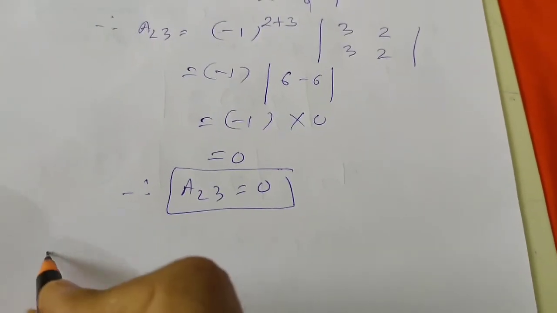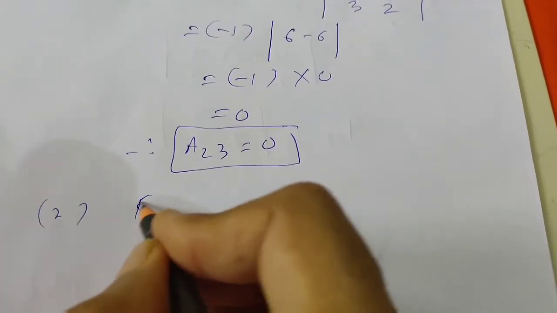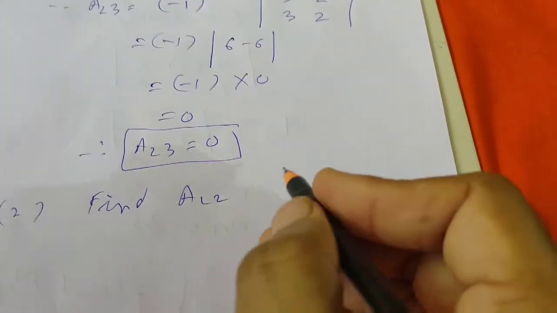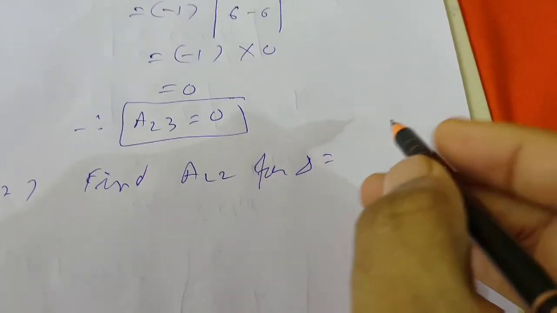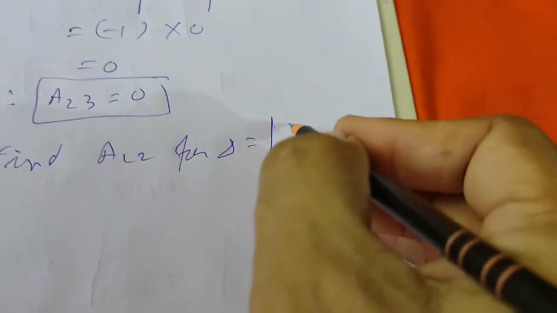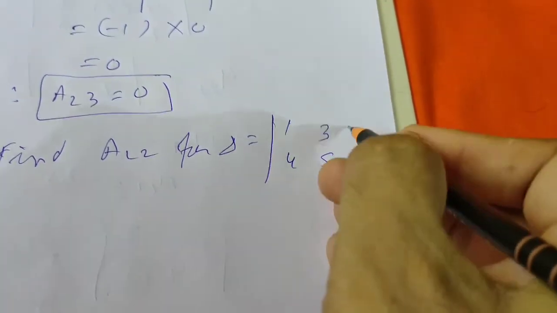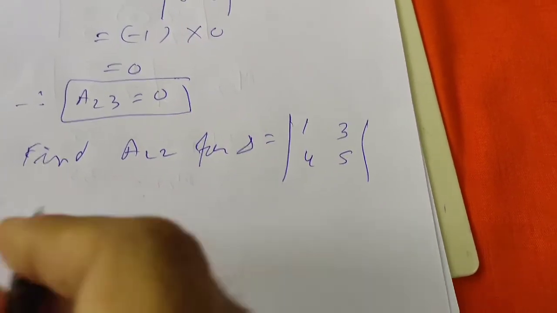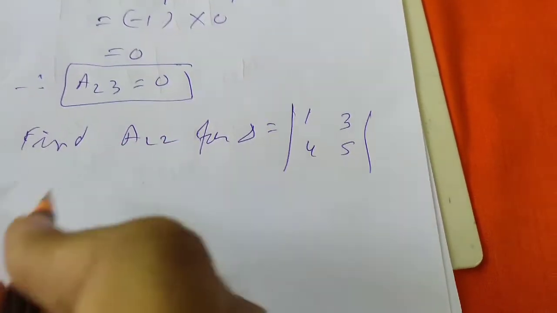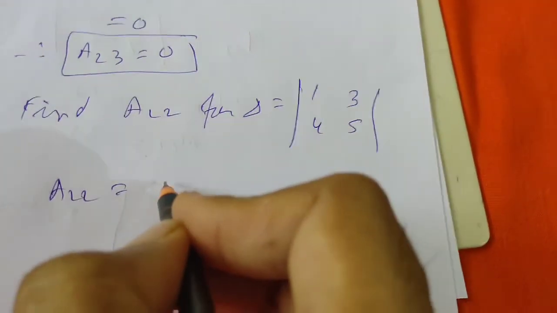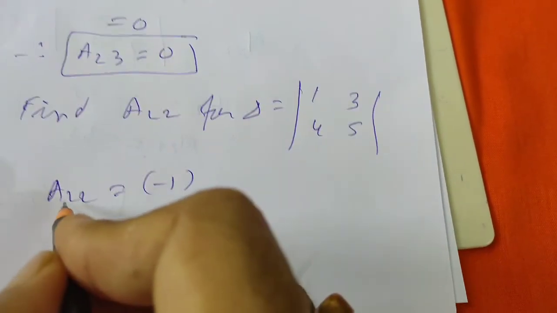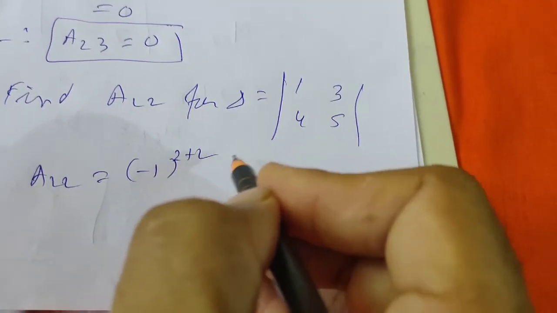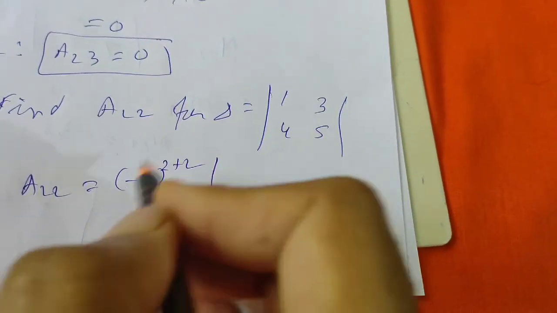Now similarly, let us take one more example. Find A22 here for delta equal to a 2 cross 2 determinant with 1, 3, 4, 5. So the solution: I have to find A22. A22 equal to, always first write minus 1 raised to the power of the sum of i and j. Here i is 2 and j is 2, so 2 plus 2, multiplied by the minor of the element A22.